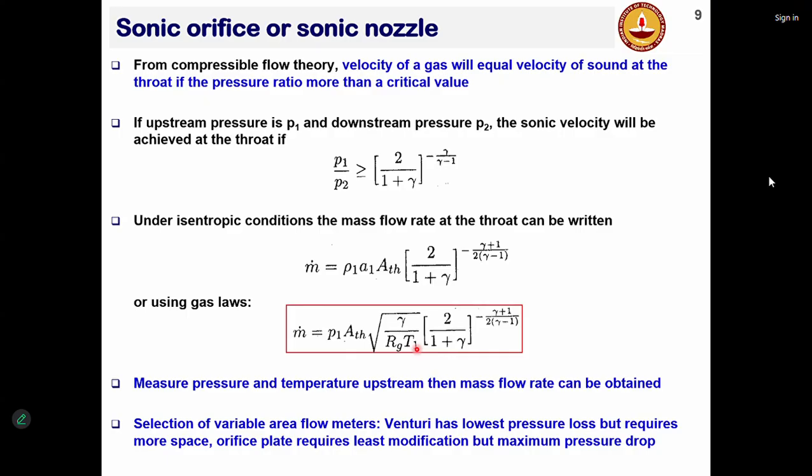So we are in the supersonic regime, where we are only concerned about the sonic velocity at the throat of the flow measuring device.